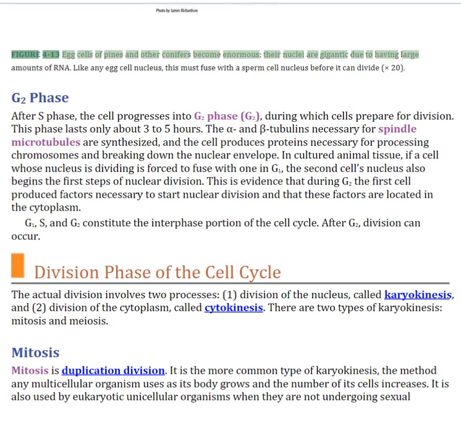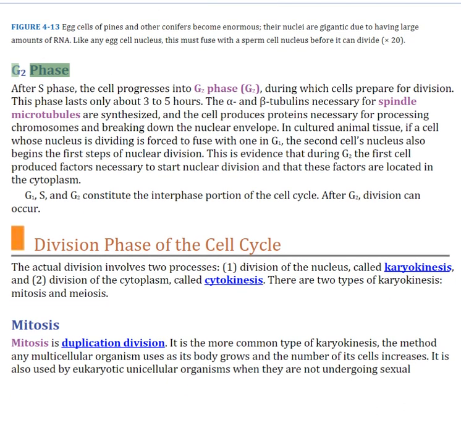Figure 4.13: egg cells of pines and other conifers become enormous. Their nuclei are gigantic due to having large amounts of RNA. Like any egg cell nucleus, this must fuse with a sperm cell nucleus before it can divide.